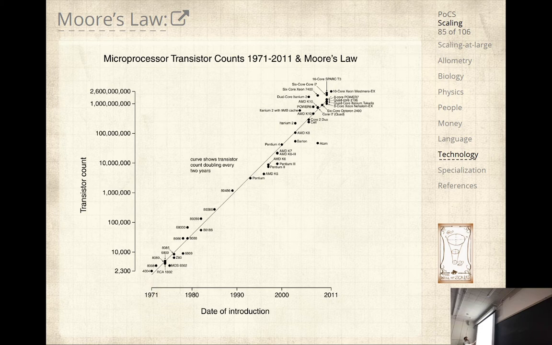This is Moore's law. This is a version of Moore's law. This is the date of introduction of a particular chip, and this is then a transistor count. So this is a density thing, right? So this is just how much is being produced. Like, this is a technology advance, very famous.